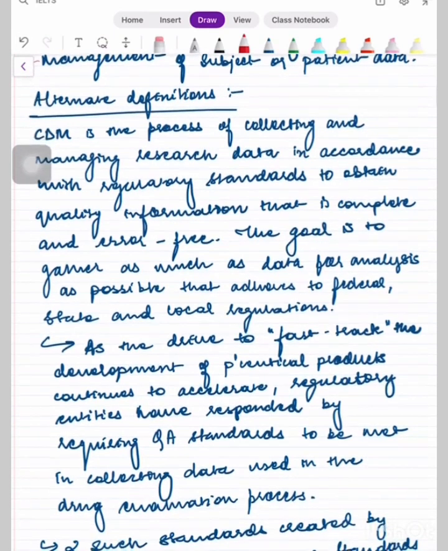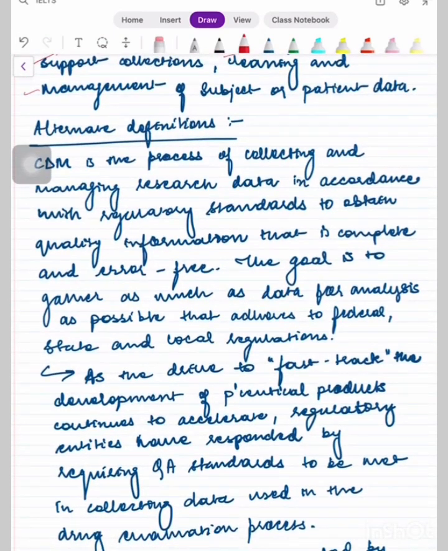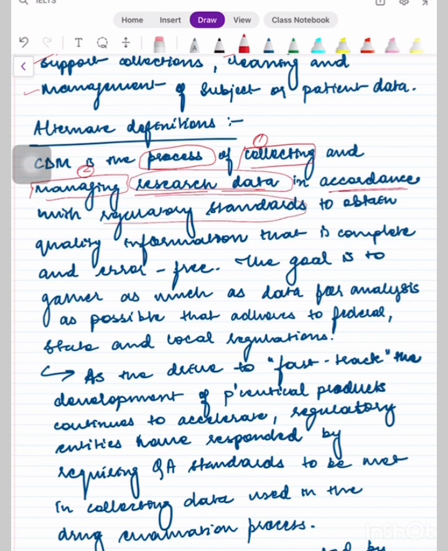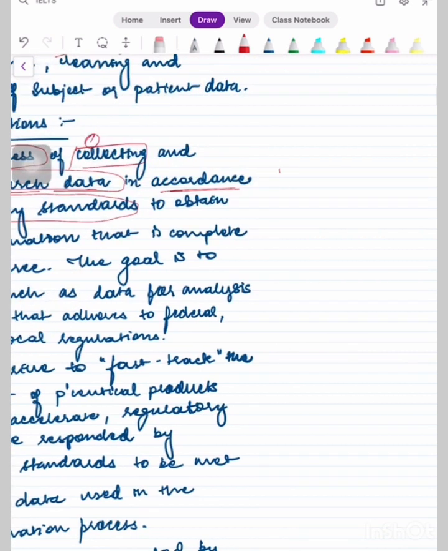What are other alternate definitions for CDM? So CDM is the process of, number 1, collecting, and number 2, managing research data in accordance with the regulatory standards. It is not that there are two people working, Ram and Sham, and Sham thought of this organizational method and Ram of that. No, you have to work according to a regulatory standard, not as per your own will or SOPs.